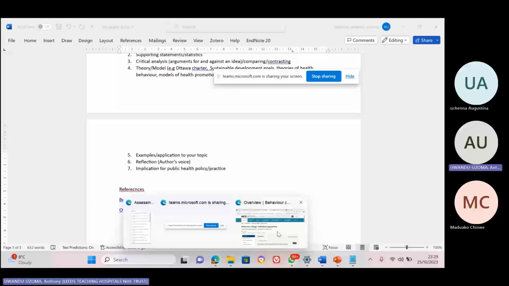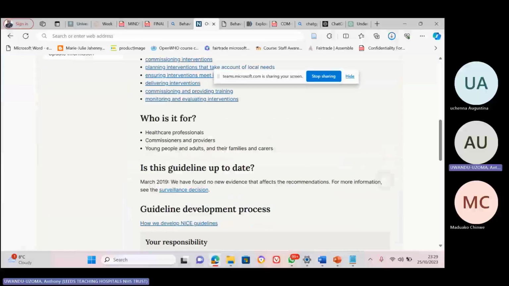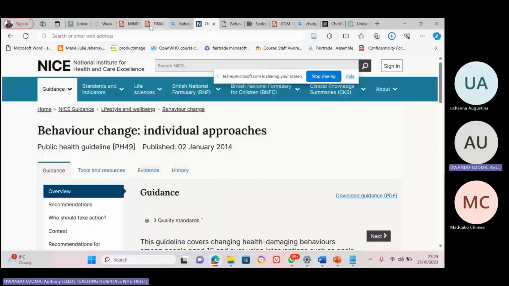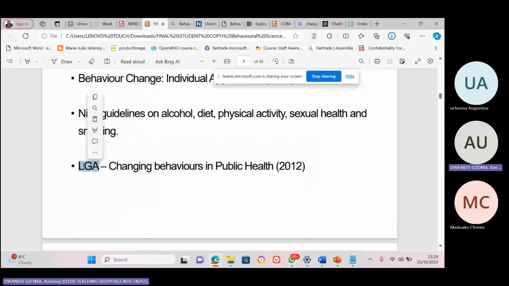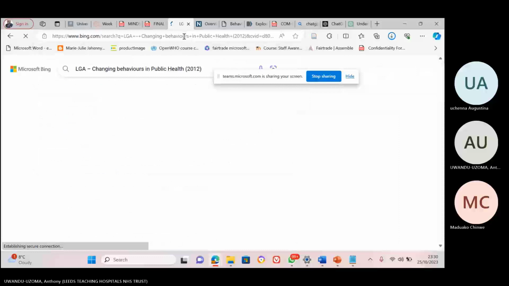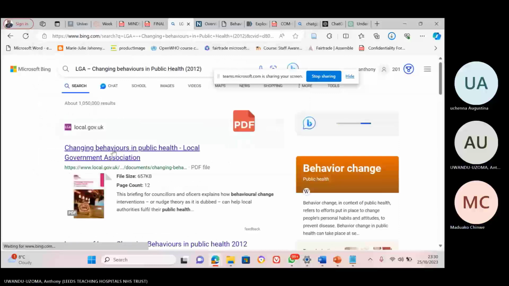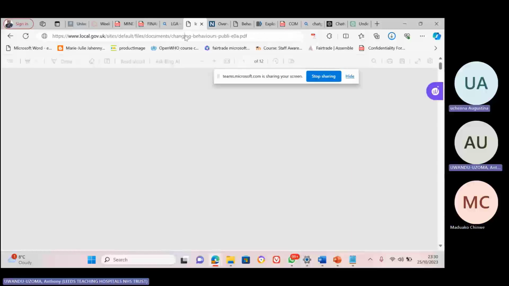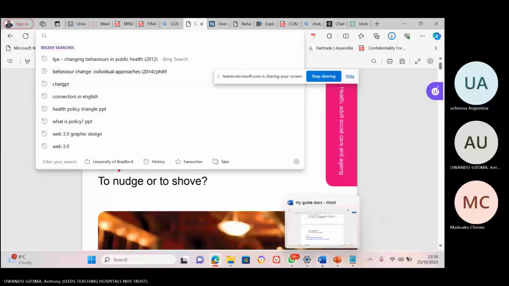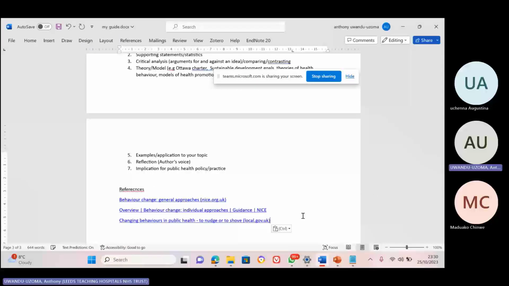For your essay, I don't think you'll be doing referencing. You write from your head. Now you said you can use NICE guidelines on alcohol, diet, and smoking. So you can search for all these things. Now look at this one: LGA, changing behaviors in public health. I'm going to copy that and put it in Google. Look at this here. Are you seeing that? Those are the materials you need to read to improve your understanding of what is being talked about.